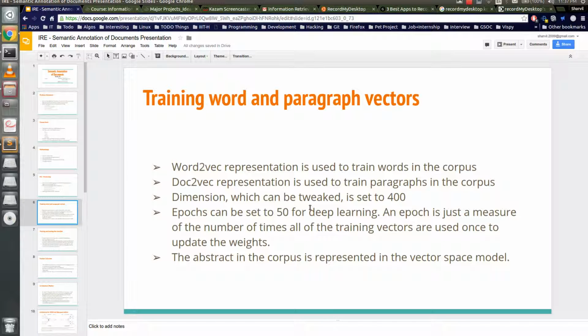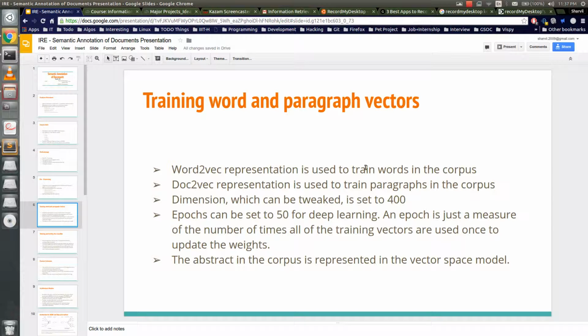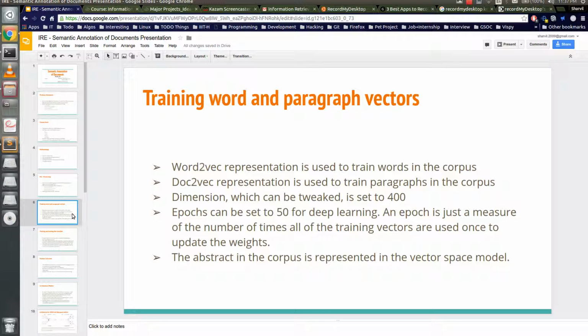We had the dimension set to 100, and we did this in order to avoid problems of overfitting and multicollinearity, so that we don't overlearn from the parameters that we have. And we used epochs for our classifications. Basically an epoch is the number of times we use the training vectors to update our weights. These epochs can typically go up to even 50 for deep learning, but we went for a little lesser, around 10 epochs.